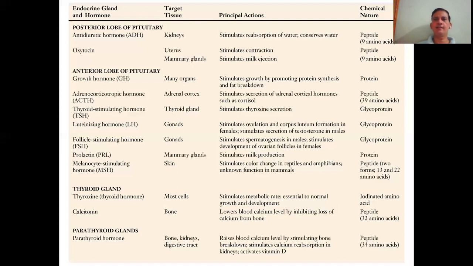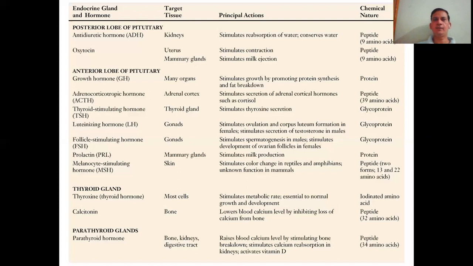The next gland is the thyroid gland. This thyroid gland secretes two hormones. Number one is thyroxine. Most organs and tissues are the target of thyroxine. This thyroxine stimulates metabolic rate, essential to normal growth and development. And chemically, this is an iodinated amino acid. Another hormone which is secreted by the thyroid is calcitonin.